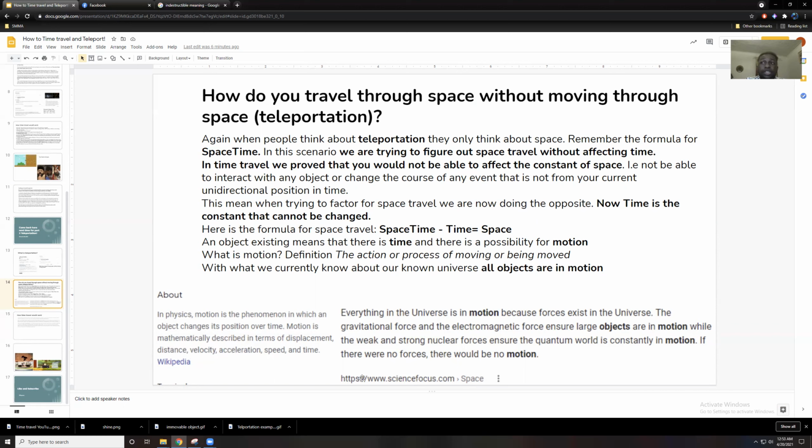And here's another definition from sciencefocus.com. Everything in this universe is in motion because forces exist in the universe. The gravitational force and electromagnetic force ensure large objects are in motion, while the weak and strong nuclear forces ensure that the quantum world is constantly in motion. If there were no forces, there would be no motion. And I like how they say this here: if there were no force, there would be no motion.